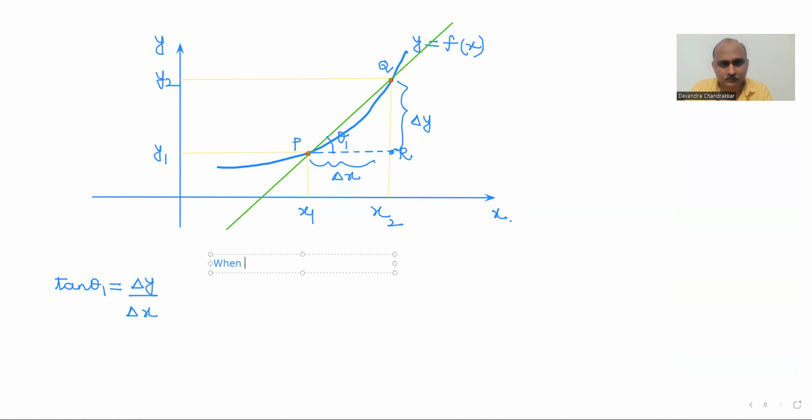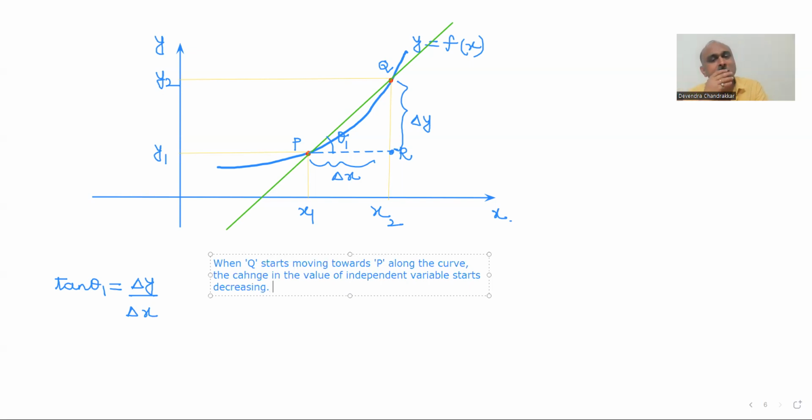When Q starts moving towards P along the curve, right? The change in the value of independent variable starts decreasing. Yes or no?